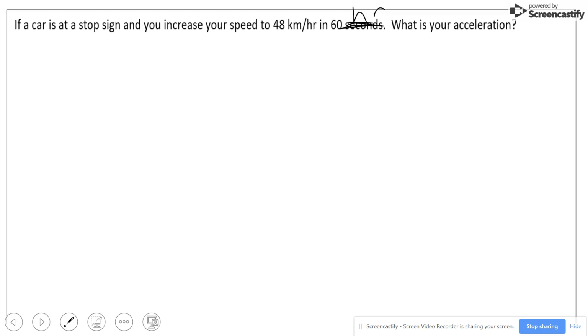So if we look at this next problem, your first problem down below: if a car stops at a stop sign and you increase your speed to 48 kilometers an hour in 60 hours, I had to change the seconds unit here into hours so that the two time units match. I want to know what your acceleration is. So the first thing we're going to do is go through and identify all of the variables. So the stop sign, or being stopped, is one. 48 kilometers an hour is another, and then 60 hours is a third one.